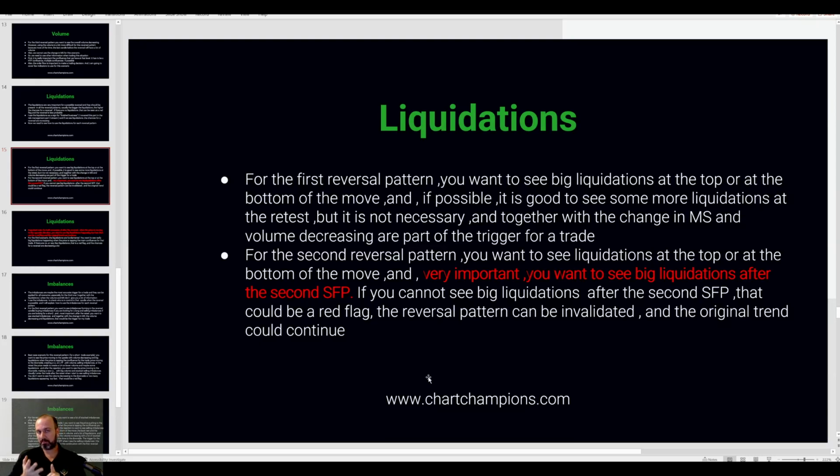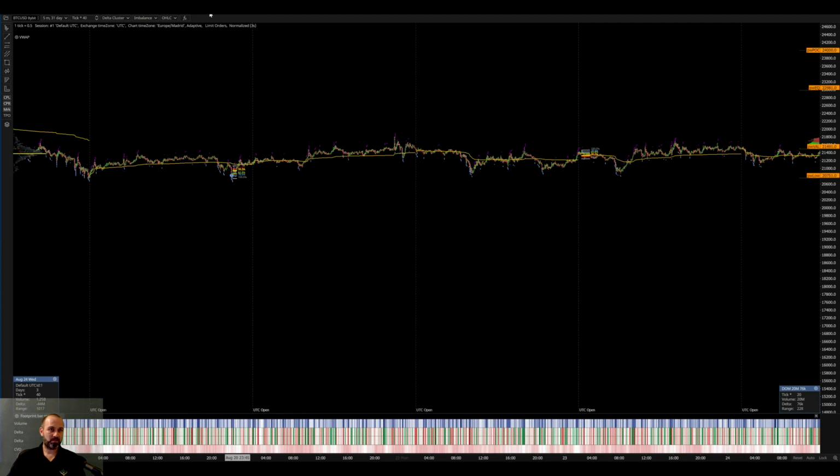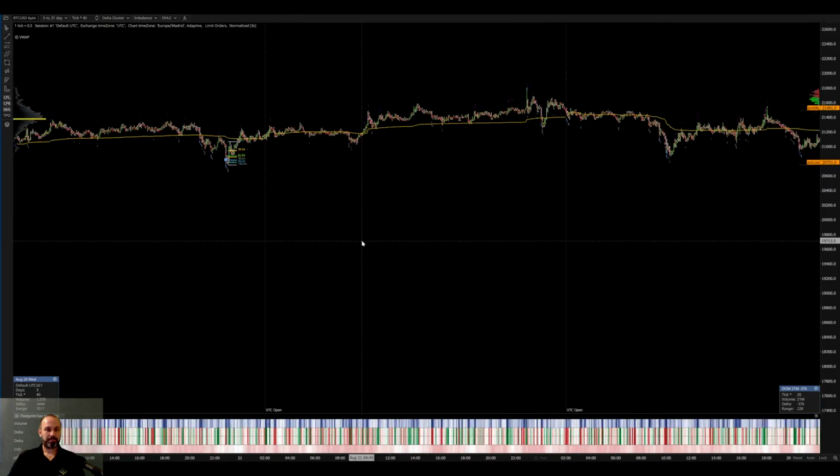You want to see liquidation at the first touch, but really important, you want to see big liquidation when the second swing failure pattern, the lower low or the higher high, is formed. If you don't see liquidation after the second swing failure pattern, the reversal can be, and this pattern can be, invalidated. Once again, let's move to the examples. It should be for the second.